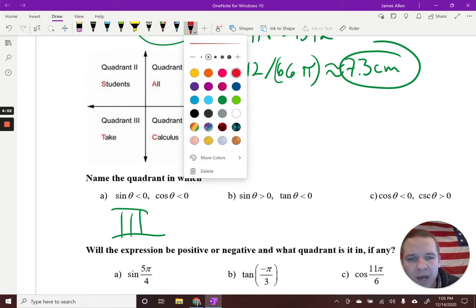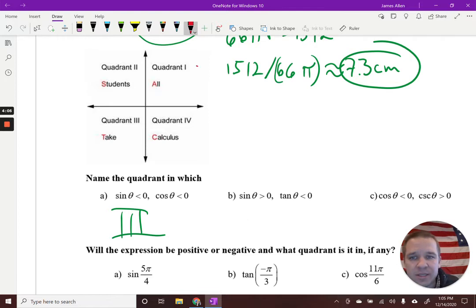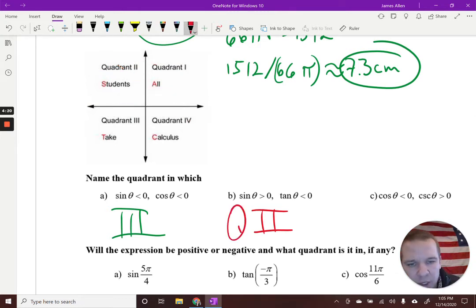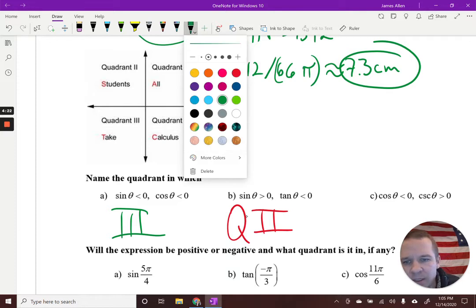I'm going to go with red. Sine is going to be positive, so it's in 1 or 2. And tangent is going to be negative, which would mean either one of these. So quadrant 2 is going to be the quadrant that we're in. I feel like I should put a Q there. Q2 and Q3.